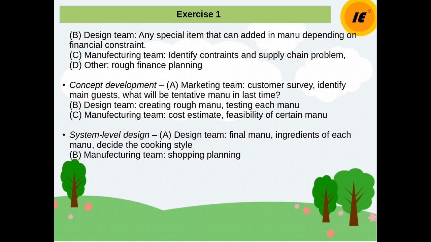Now let's come to the system level design. Here the marketing activity can be dropped down, and then the design activity will come, which will be related to the final menu, and of course that's something I've talked about already. But more importantly here, it will be more specific: for each menu, what are the ingredients we need to buy, in what quantity. Also for each menu, how to cook it.